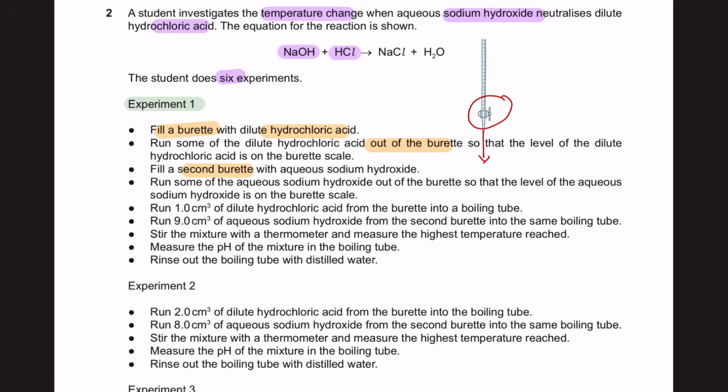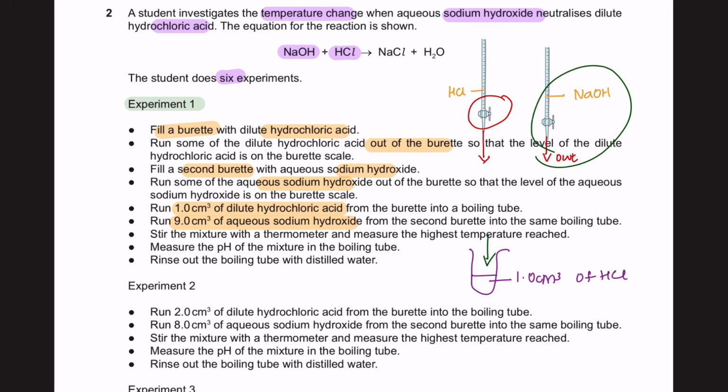Next, fill a second burette with aqueous sodium hydroxide. So the first one was for hydrochloric acid and then a second burette was filled for sodium hydroxide. Same thing, run some of the aqueous sodium hydroxide out of the burette so that the level of the aqueous sodium hydroxide is on the burette scale. Next, run 1 centimeter cube of dilute hydrochloric acid from the burette into a boiling tube. So you have a boiling tube and it was filled with 1 centimeter cube of hydrochloric acid. And then run 9 centimeter cube of aqueous sodium hydroxide from the second burette into the same boiling tube. So now you have 9 centimeter cube of sodium hydroxide. So a total of 10 centimeter cube of solution.